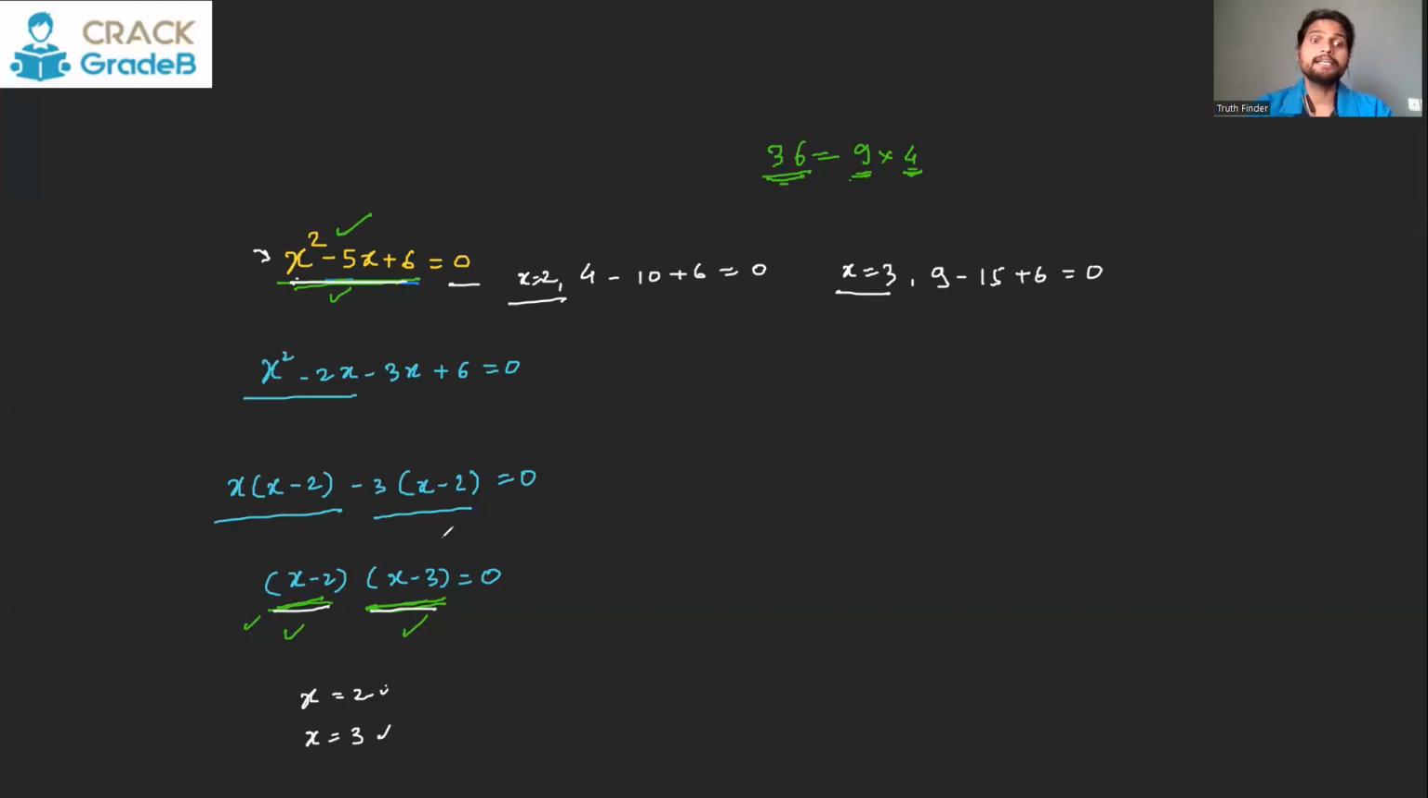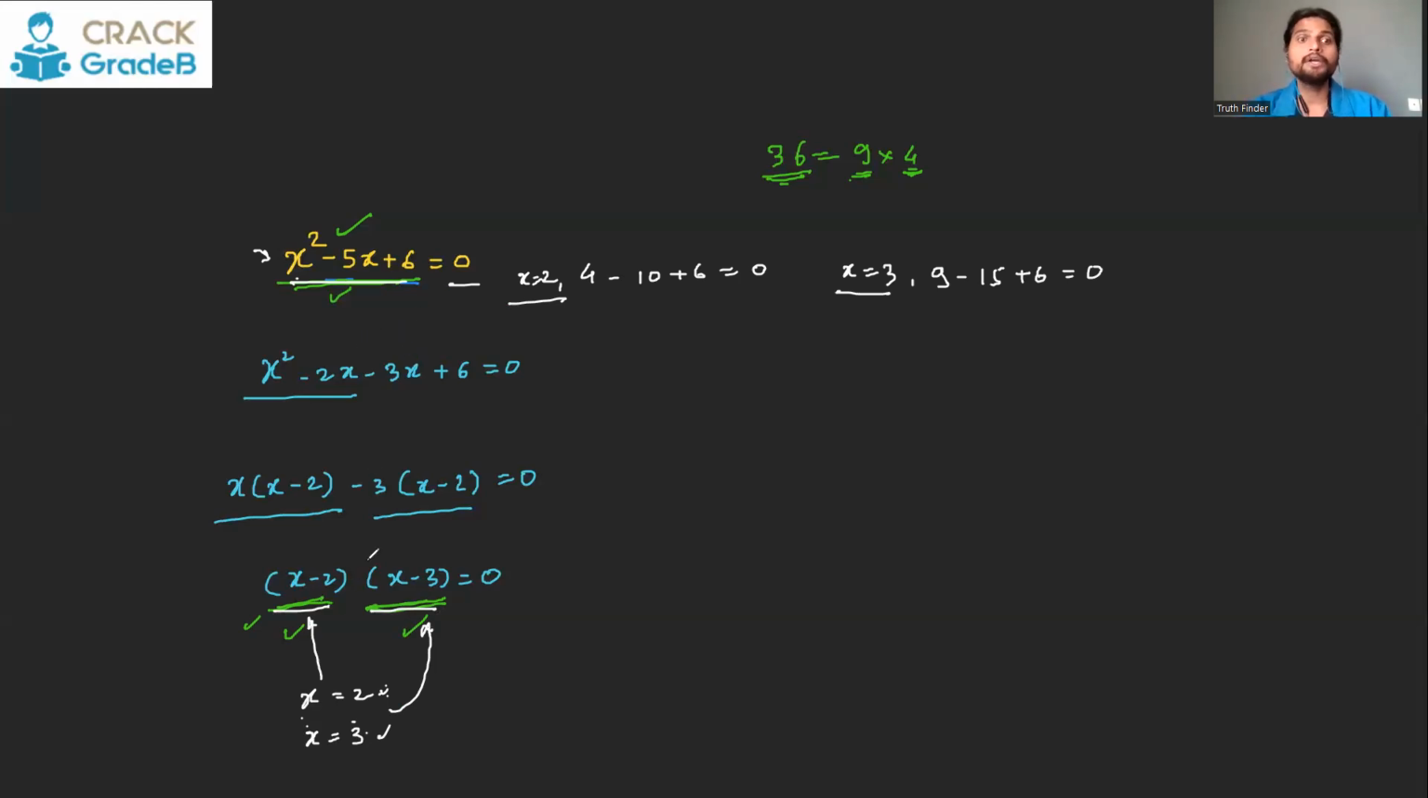What that means is, if x is equal to 2 is a root, that means x minus 2 is a factor. And similarly, if x is equal to 3 is the root, that means taking that 3 this side, it becomes x minus 3, and that is the factor. So x minus 3 is the factor. This is called the factor theorem.